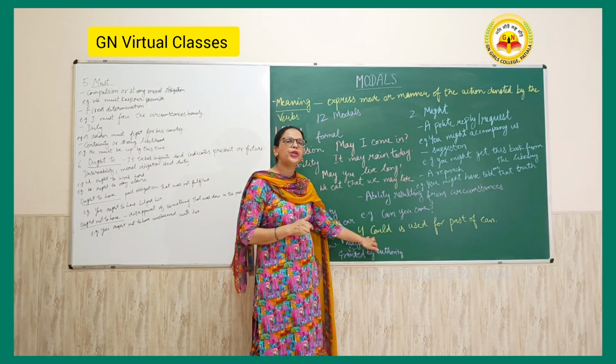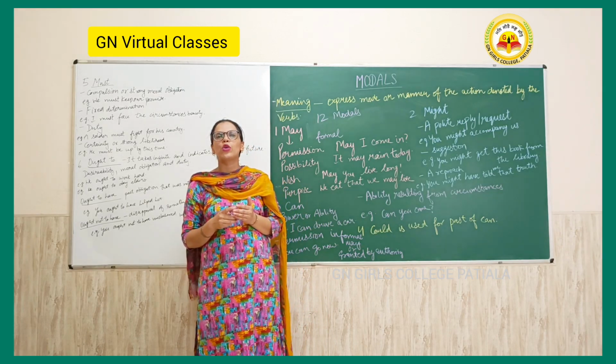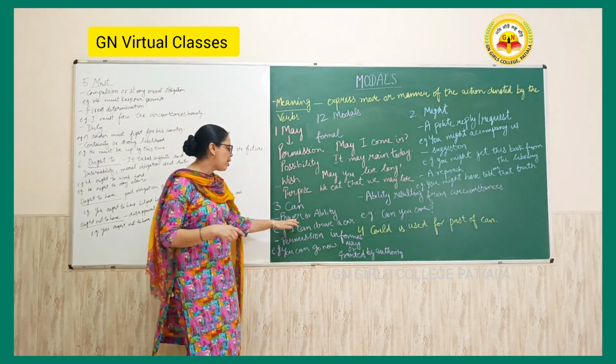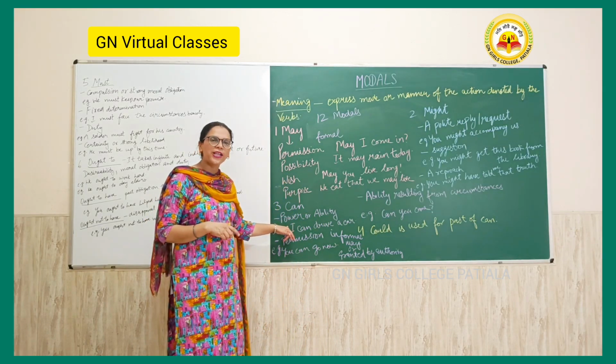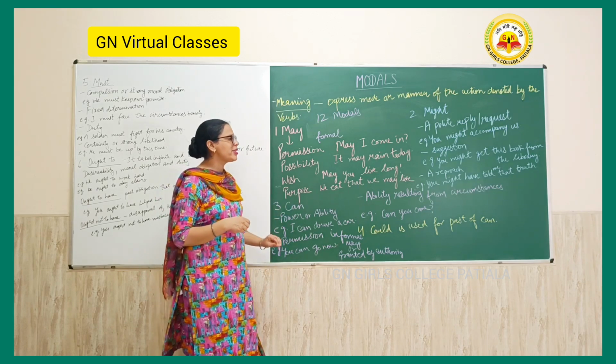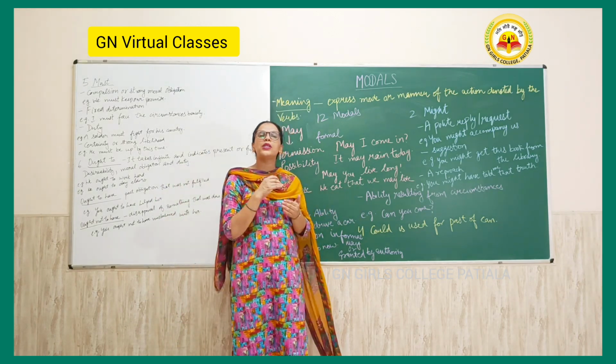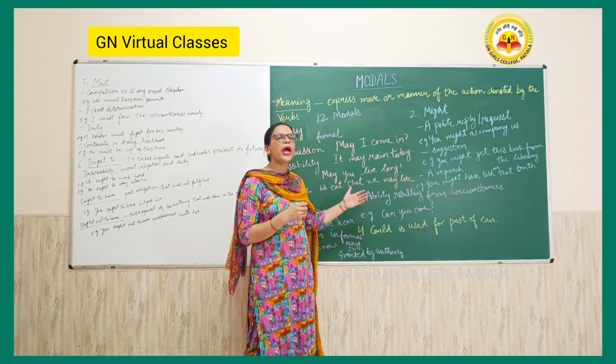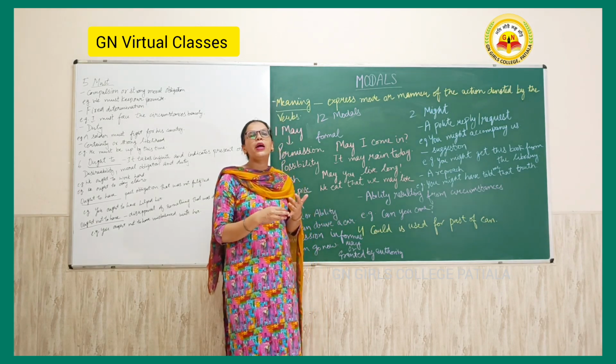Fourth one is could. Could is used for the past of can. Like power or ability in the past tense, permission in the past tense, ability resulting from circumstances in the past tense. Then you have to use could here.